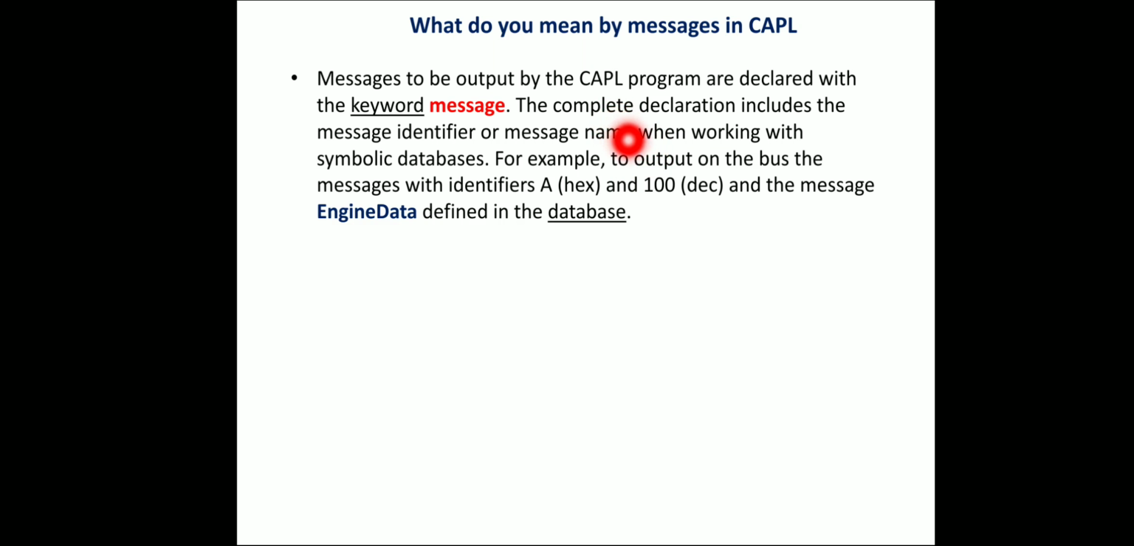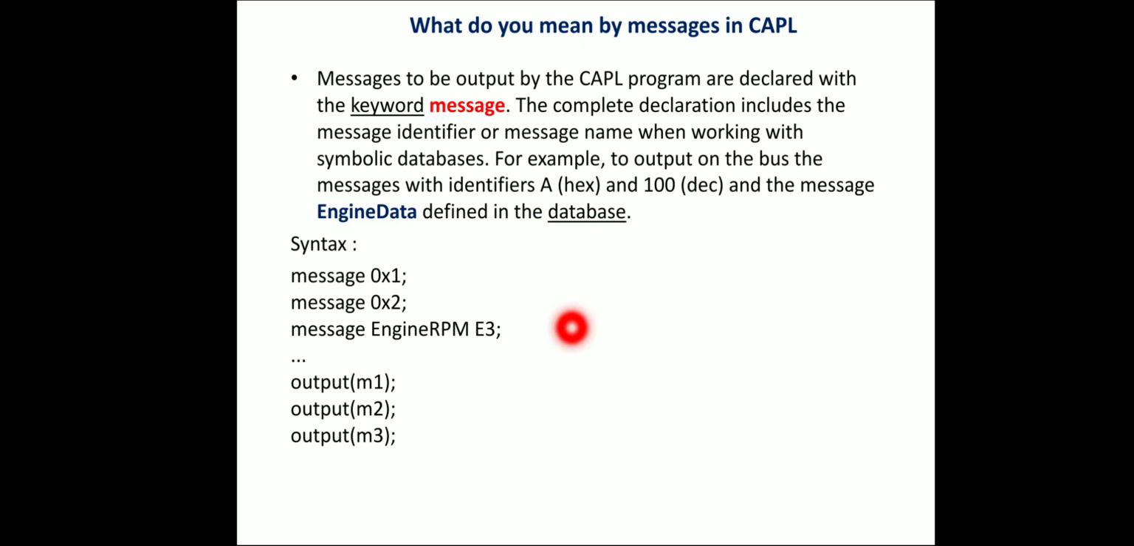The complete declaration includes the message identifier. You can have the message with identifier and with the value as well. For example, the message engine data can be defined in the database in the form of message 1, message 2 and message engine rpm. So this engine rpm is engine data that you can declare over here, and you can process it in the later parts of the CAPL.